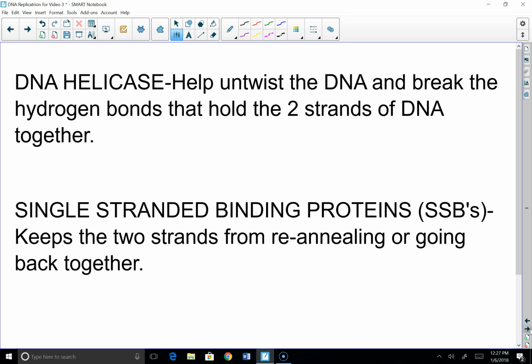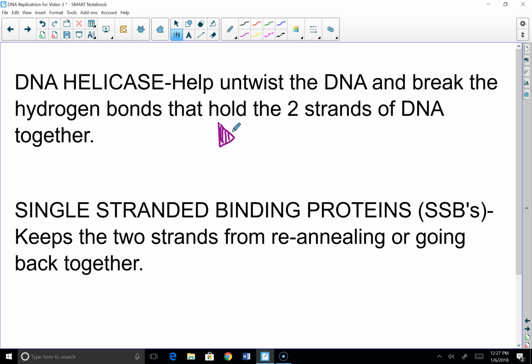Next is going to be DNA helicase, and the way that I'm going to draw it is as a little triangle. And basically it acts very much like a wedge would act. And you'll see on the diagram that it is there to break apart the hydrogen bonds that are holding the two strands of DNA together.